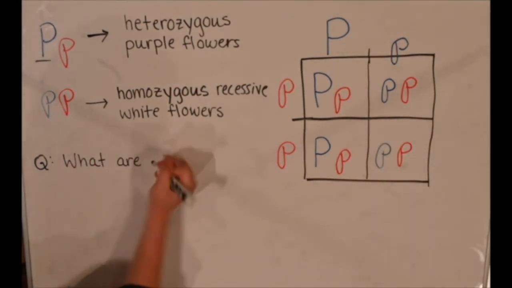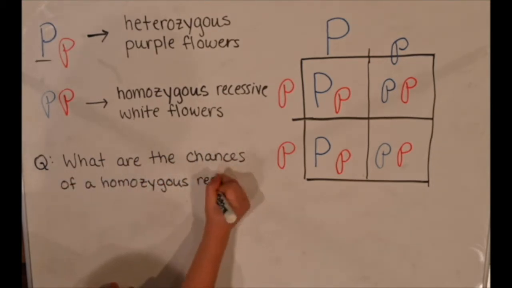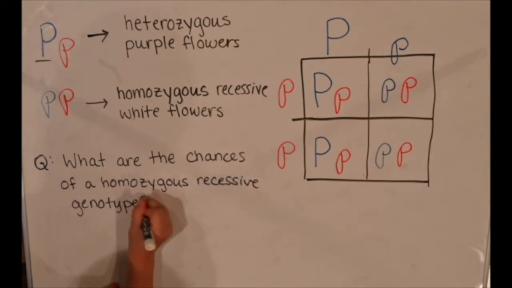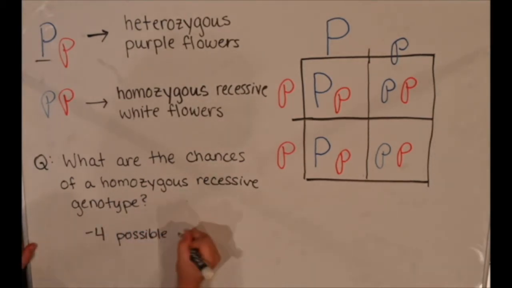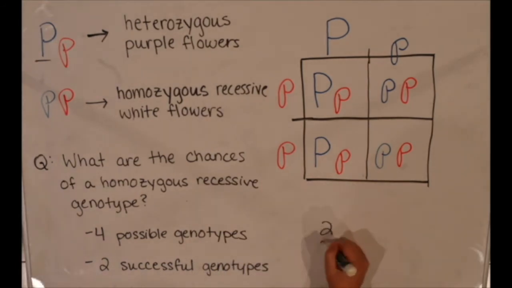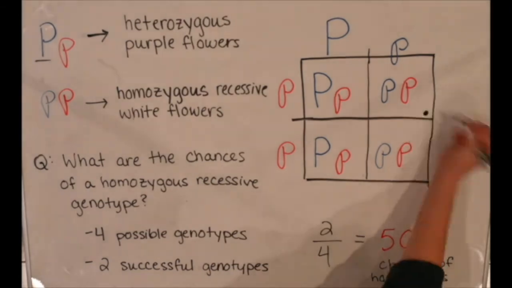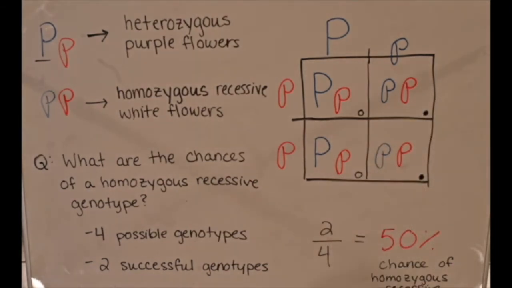Another possible question we could get here is what are the chances of an offspring having a homozygous recessive genotype? And I'm going to follow a very similar process to what I did before. We can see from the square there are 4 possible genotypes altogether, and only 2 of them are successful or give us that homozygous recessive genotype. Once again, that gives us 2 successes over 4 cases altogether, which is a 50% chance of homozygous recessive. Sorry, that text got cut off a little bit.